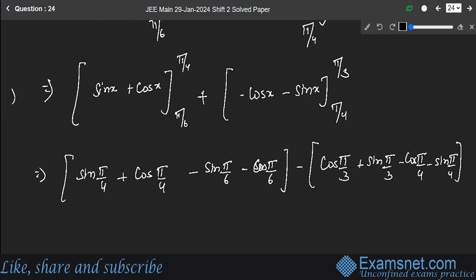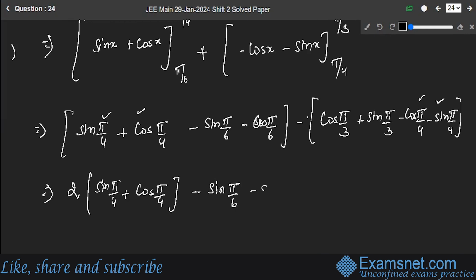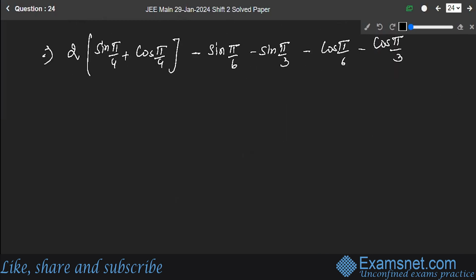Okay. So see, these two are in minus, they will ultimately be plus, and they are the same one. So this will be 2 sin pi by 4 cos pi by 4 minus sin pi by 6 minus sin pi by 3 minus cos pi by 6 minus cos pi by 3. Now the things are very easy. This is 1 by root 2. This is 1 by root 2.